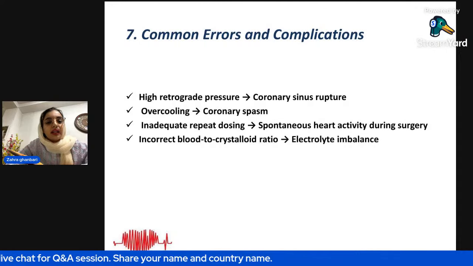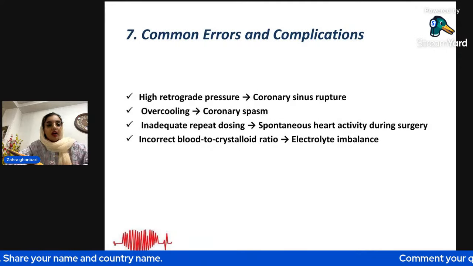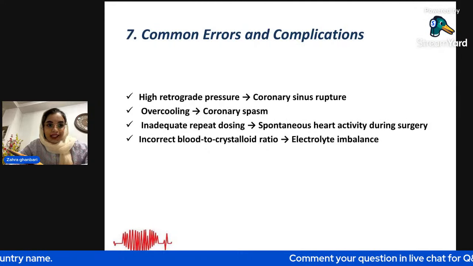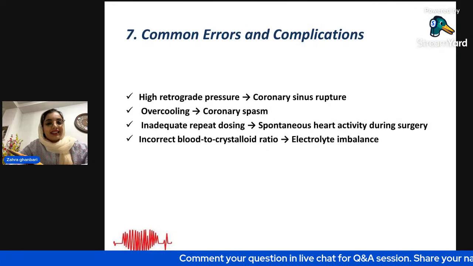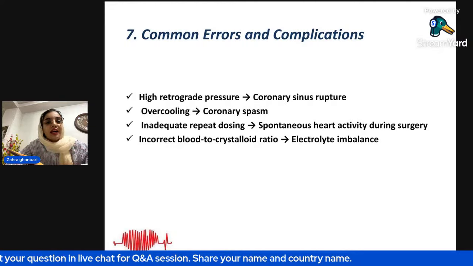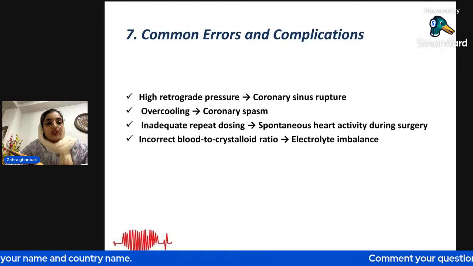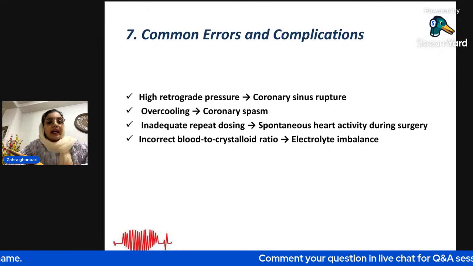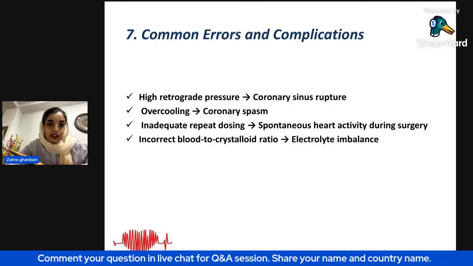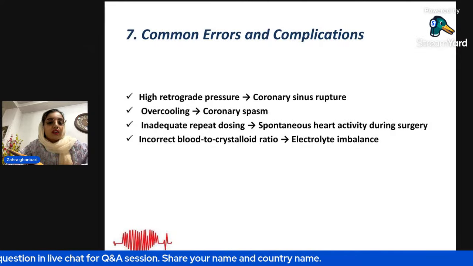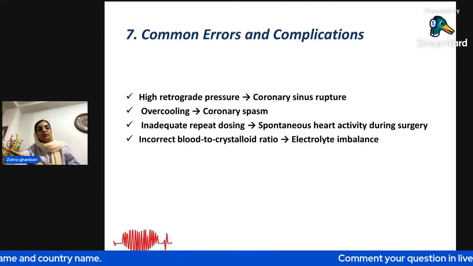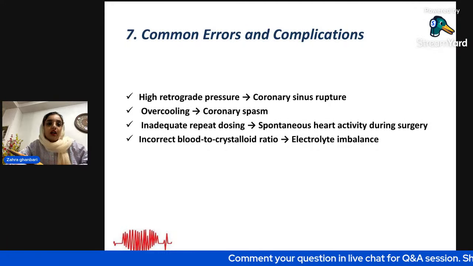Okay, common errors and complications. High retrograde pressure, as I said, leads to coronary sinus rupture, so it's important to control the range of pressure. Overcooling leads to coronary spasm, so controlling the temperature is so important. Inadequate repeat dosing leads to spontaneous heart activity during surgery. Incorrect blood to crystalloid ratio leads to electrolyte imbalance, so it's important to control the ratio between crystalloid and blood. Go to the next slide, please.